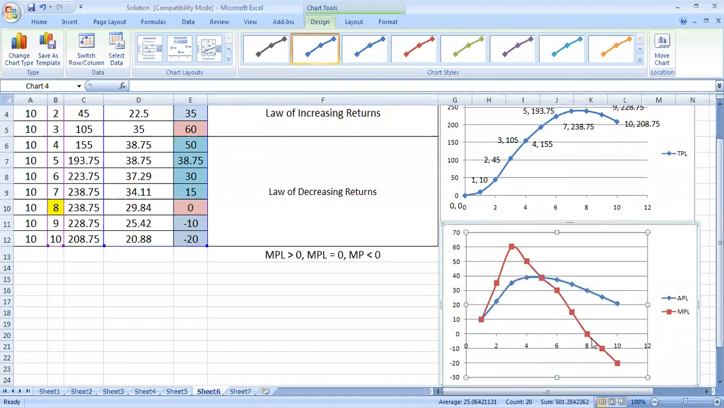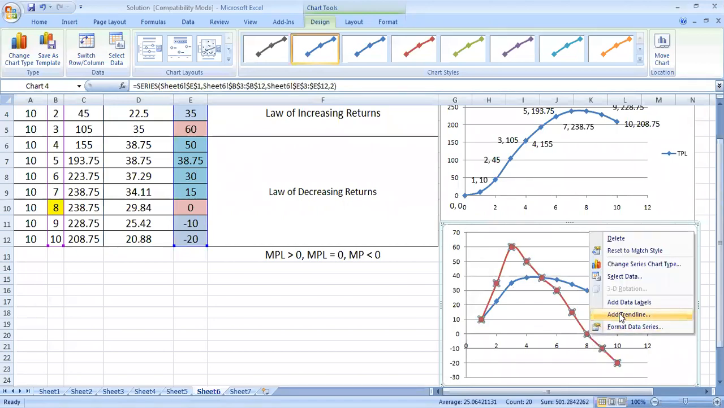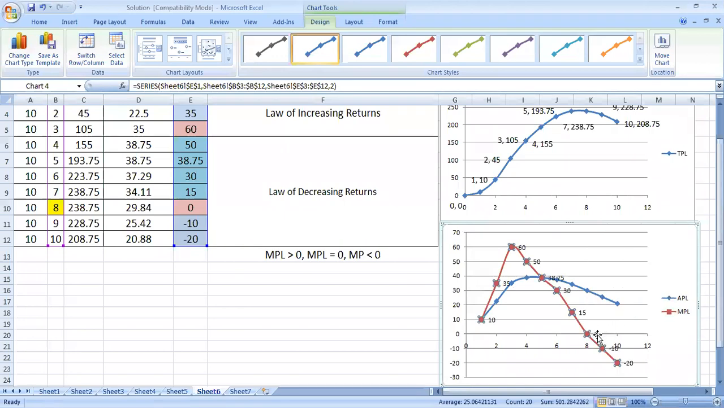This is the information. Let me just add labels over here just to make it clear what is happening.